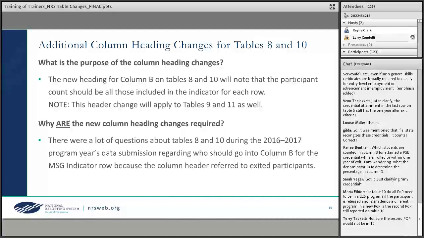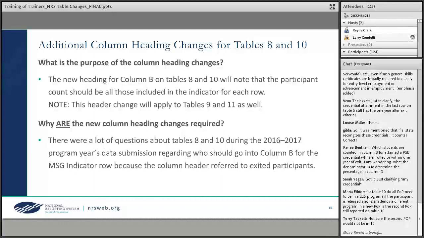Okay, right. Let's go back and look at Table 10 again. Or do we have an actual screenshot of it? No, I don't have it. Okay. So Table 10 is very similar to Table 5. The only difference is it has a row at the top for measurable skill gain. It has the same outcome indicators, the primary indicators of performance, and the post-exit indicators, and this table is in our technical assistance guide.